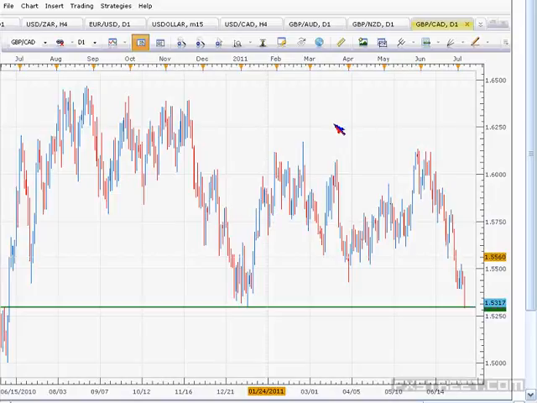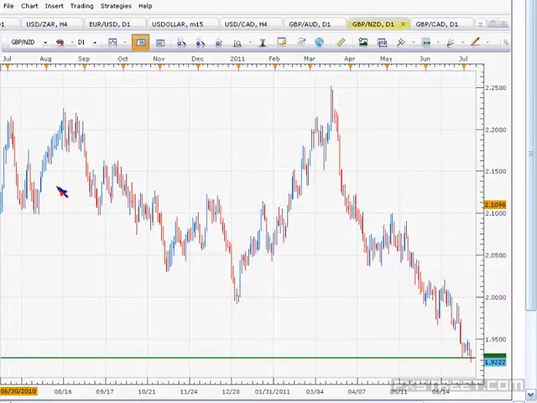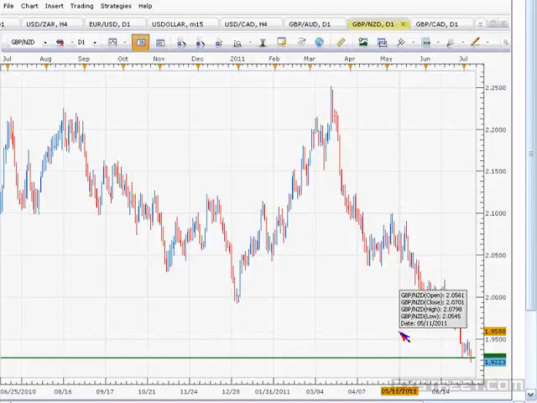Let's move on to the pound Kiwi, and let's zoom this in through July of last year to current. In July of last year it was around 211. Currently it's trading at 192. 1,900 pips in the last 12 months on the pound New Zealand. Compare that to the pound CAD. The pound CAD was up. It was in the wrong direction. It moved up 100, 200 pips.